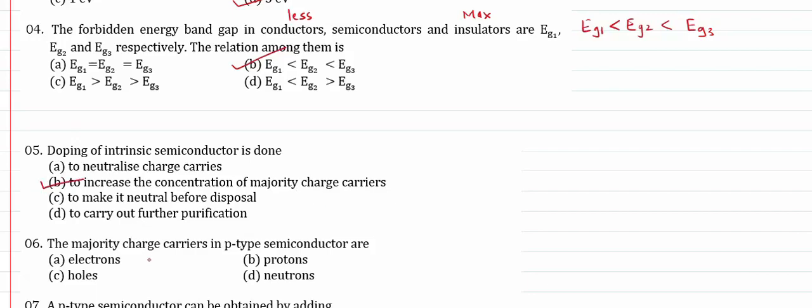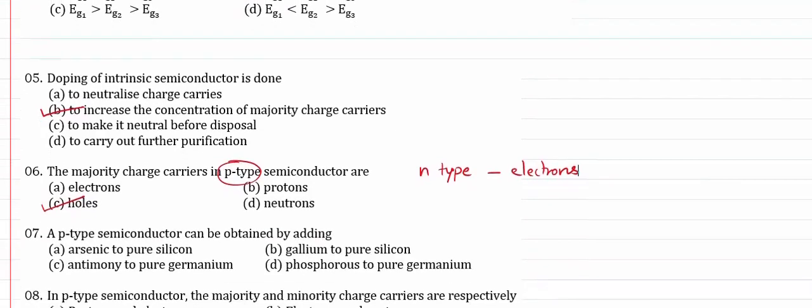Sixth one, the majority charge carriers in p-type semiconductor is, everyone knows this one, so holes are majority charge carriers in p-type. In n-type, electrons are majority charge carriers, while in p-type, holes are majority charge carriers.